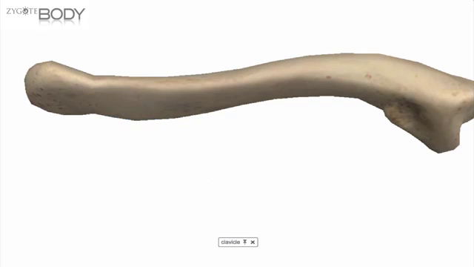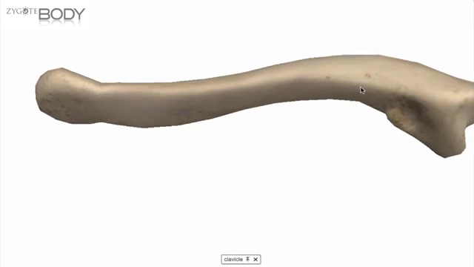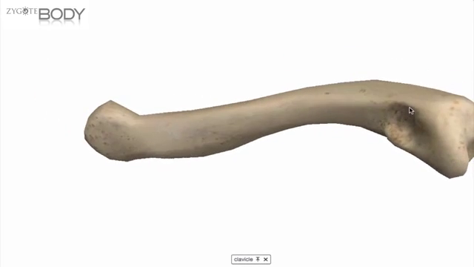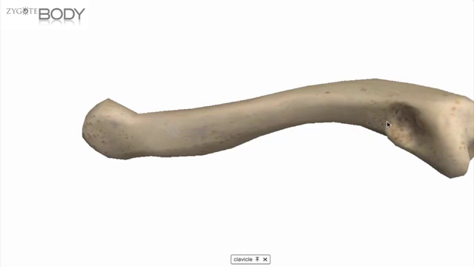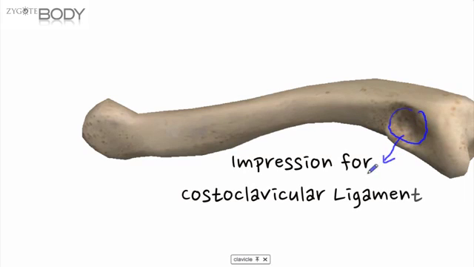The last structure that I would like to show you is this impression that you see here, quite clear. This impression on the clavicle is the impression for the costoclavicular ligament, and this is medially. So this is the medial side of the clavicle.